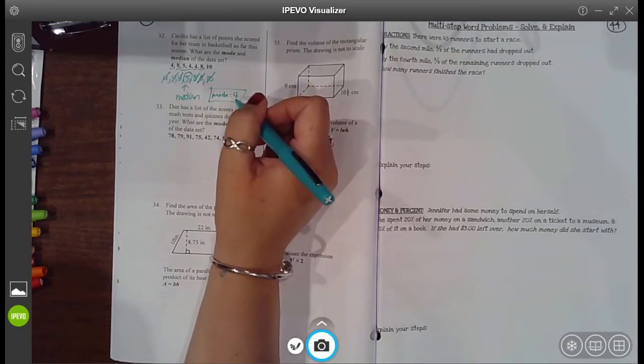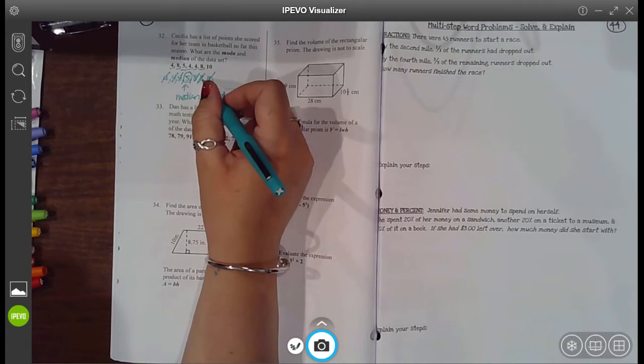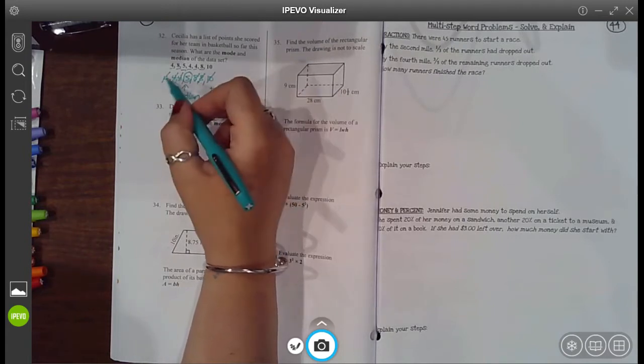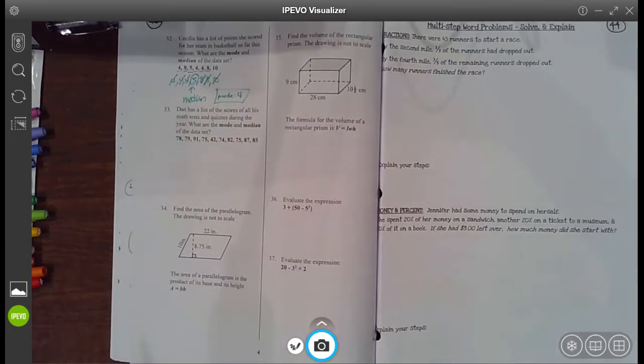Yes, it is possible to have 2 modes. So if the 8 happened 3 times as well, then yeah, it would be 4 and 8. If they all happen the same number of times, then you would put no mode, not 0, because 0 is a number. So if they all happen the same number of times, you put no mode. If there's 2 that happen the most, but it's a tie for the most, then put them both.